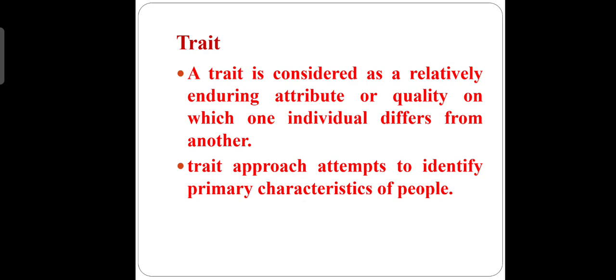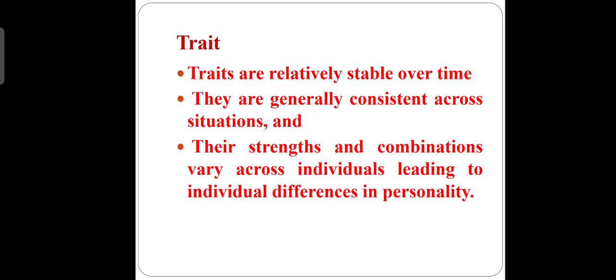So what is trait? Trait is considered as a relatively enduring attribute or quality on which one individual differs from another. We know already that on the basis of personality we can differ, and on the basis of trait also. We know various kinds of traits. The trait approach attempts to identify primary characteristics of people, the building blocks of our personality. Traits are relatively stable over time and generally consistent across situations. Strengths and combinations vary across individuals, leading to individual differences in personality also.